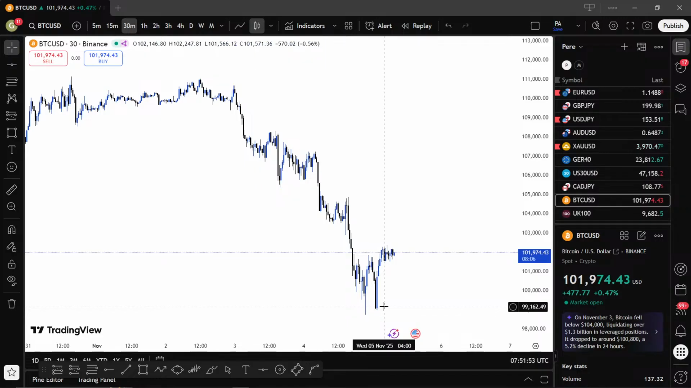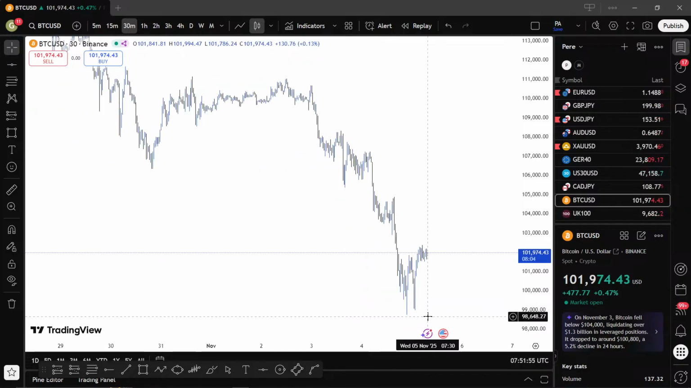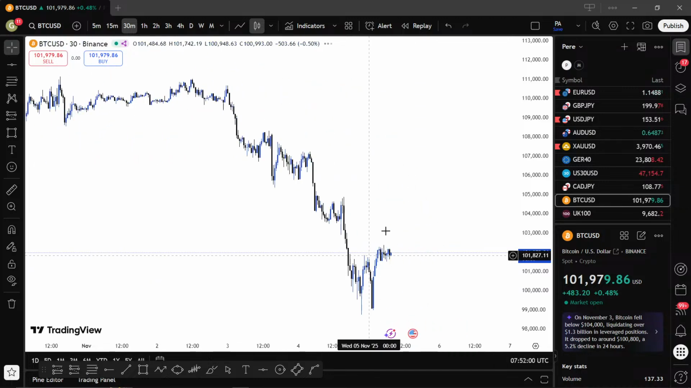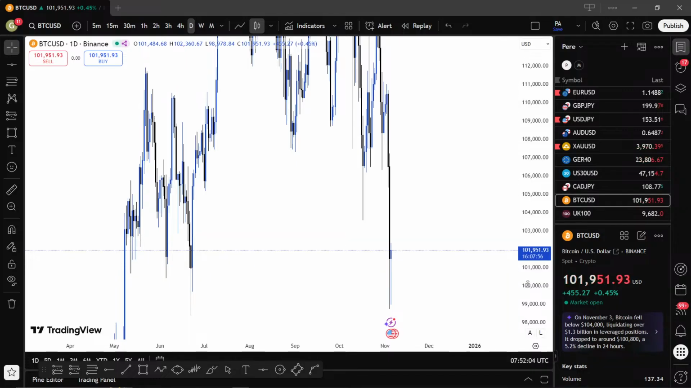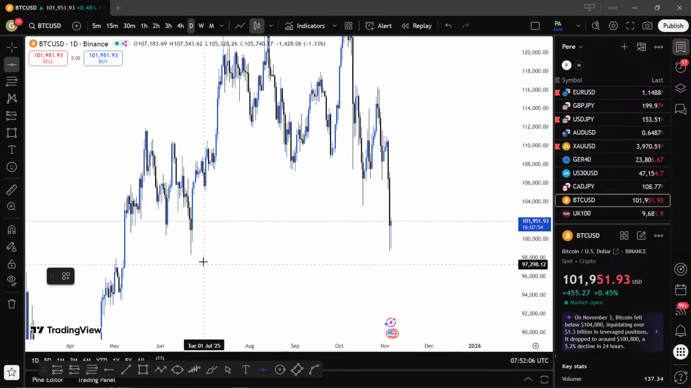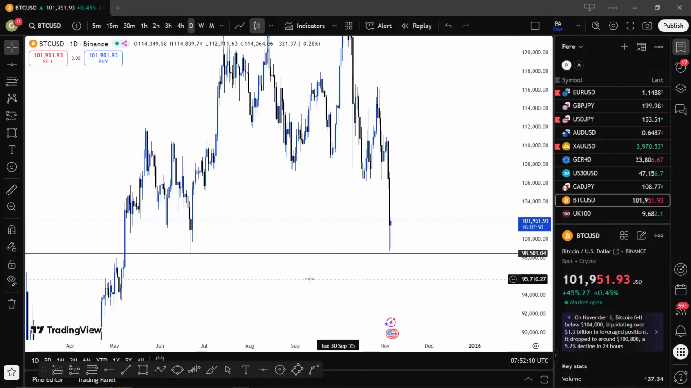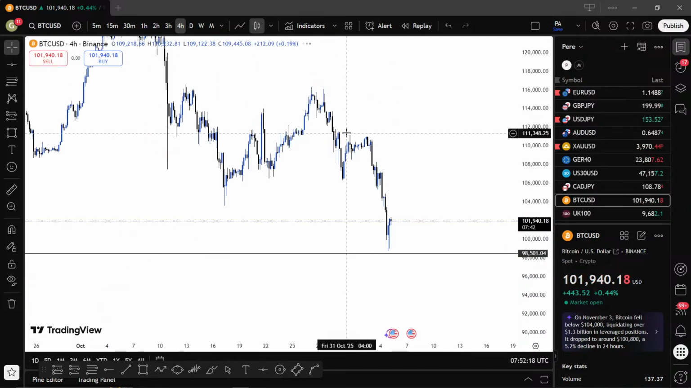BTC is actually bouncing off a buy level that I marked earlier on, and I'm still just going to ignore BTC as well. Even though you can see it was a measure to test this previous low right here, it hasn't quite gotten to it. So I believe BTC will come back down to 98,000. So let's just watch out for it.